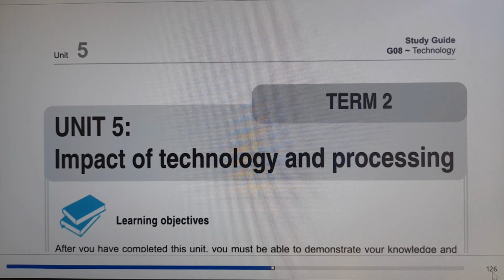Okay, and in our next lesson I'm going to take you through the technology project or practical that we are going to have for term 2. Thank you.